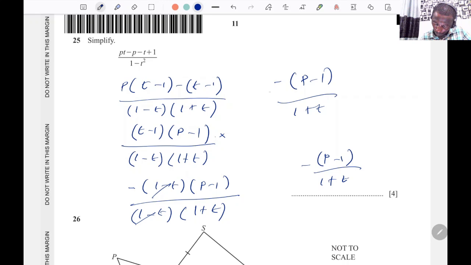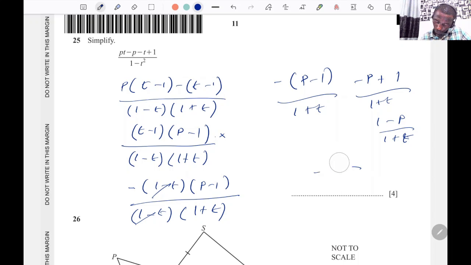Or we can write it, when you allow your minus to open, you can write it as minus p plus 1 all over 1 plus t. So the answer is 1 minus p over 1 plus t. Since we have to simplify, that becomes our answer. So we have 1 minus p all over 1 plus t. That's simplification.